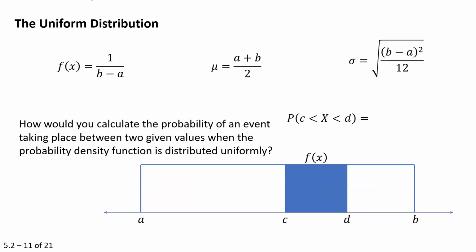So this just brings it home here that our formula involves this function for the height and this value here for the width. And if I multiply this times this, I get (D minus C) over (B minus A).